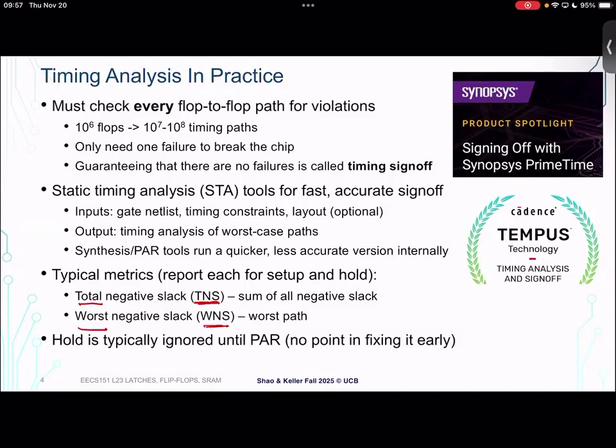So they'll run these tools, and the makers of the tools have spent a great deal of engineering effort to convince you that if the tool says that the design is timing clean, then it's actually going to work properly.